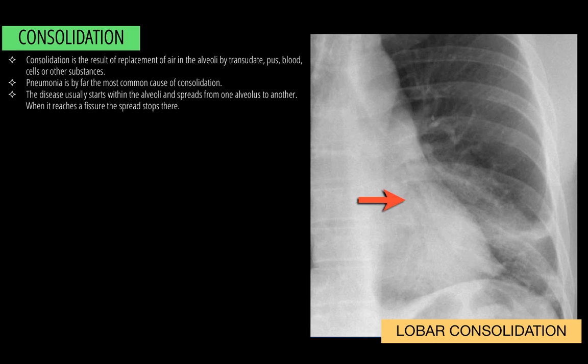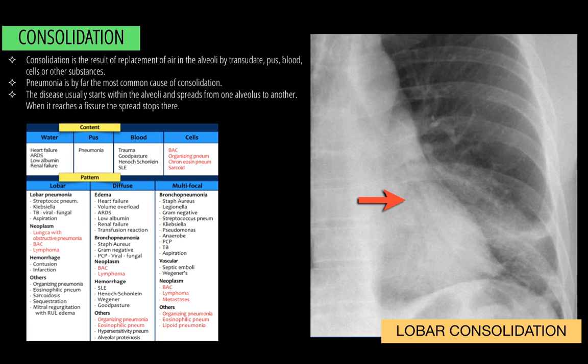So for the purposes of this lecture, I'm only going to focus on lobar consolidation, as this is the most common presentation, as well as segmental consolidation. And in a typical lobar consolidation, the key findings are going to be increased density, as well as ill-defined borders in the left lung. The table above is going to summarize the most common diseases that present with consolidation.